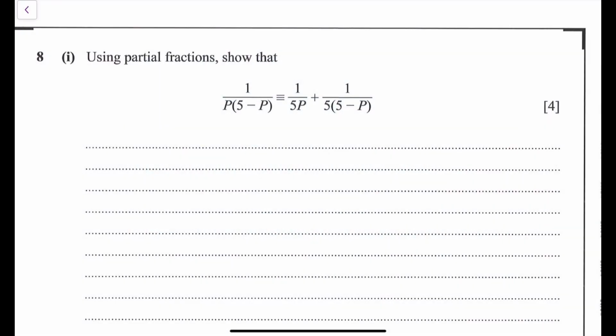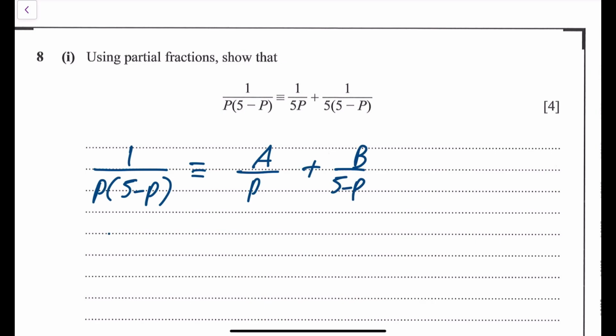Question 8, the first part, is a partial fractions question. Show that 1 over p upon 5 minus p is identically equal to 1 over 5p plus 1 over 5 upon 5 minus p. Now how I would do this is I would start as partial fractions, so 1 over p times 5 minus p is equal to a over p plus b over 5 minus p. And then multiply across by that thing there.